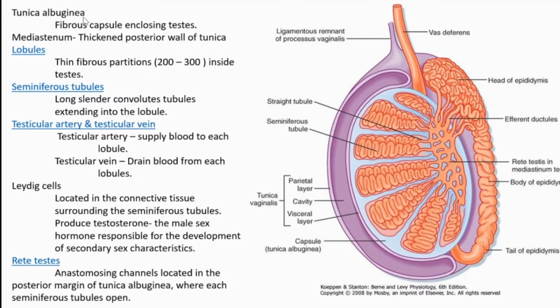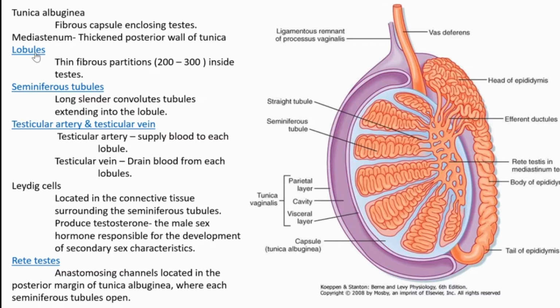Next, tunica albuginea. Tunica albuginea is the fibrous capsule enclosing the testis. Here we can see that fibrous capsule. Then mediastinum. Mediastinum is the thickened posterior wall of the tunica. The posterior wall of the tunica is thickened, and that thickened posterior wall is called the mediastinum.